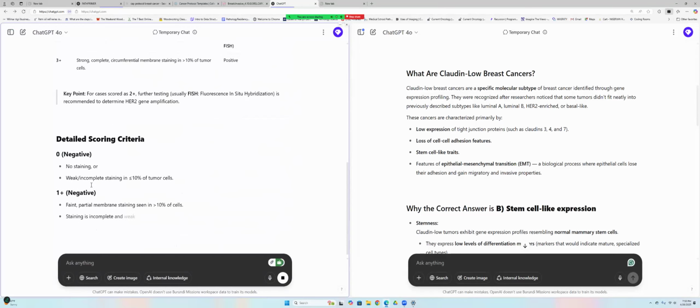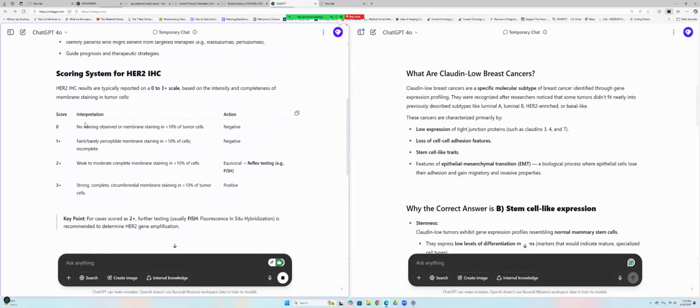The first 2, we look for incomplete membranous staining. Incomplete: the stain does not completely surround the membrane. So the first 2 have incomplete staining. Then the last 2 have complete membrane staining. 2 plus and 3 plus have complete membrane staining. 0 and 1 plus have incomplete membrane staining.